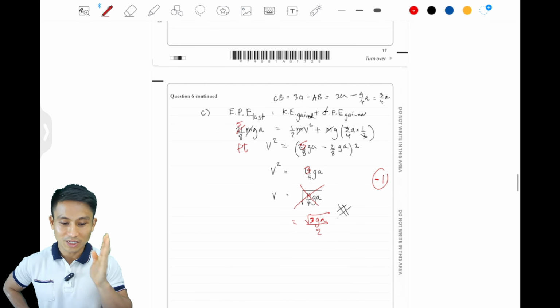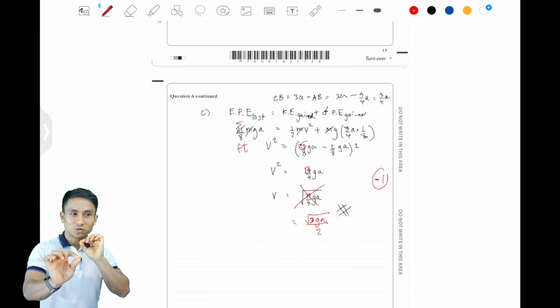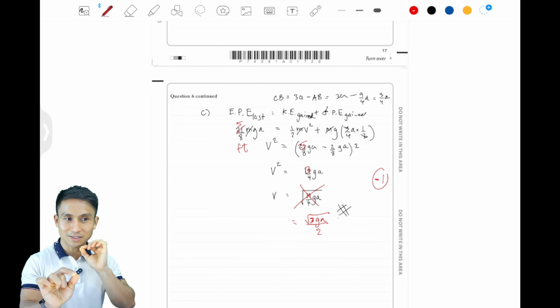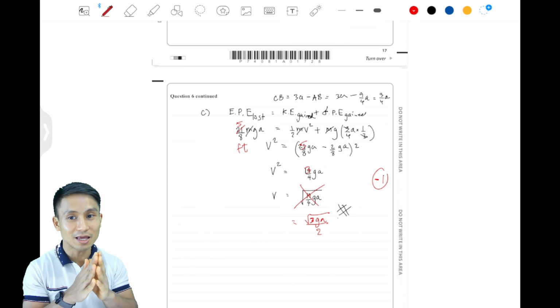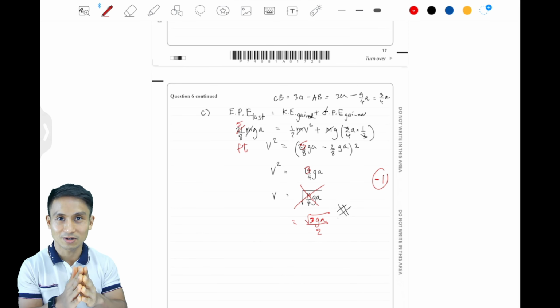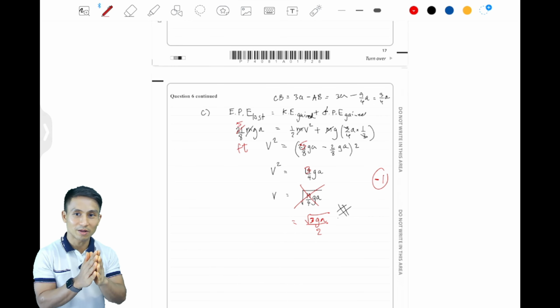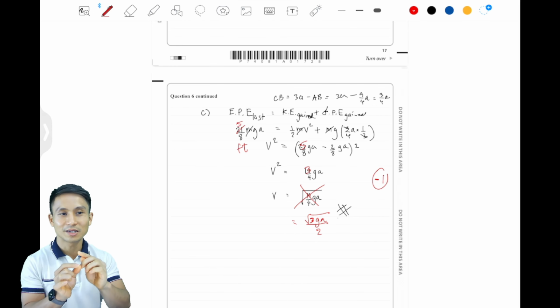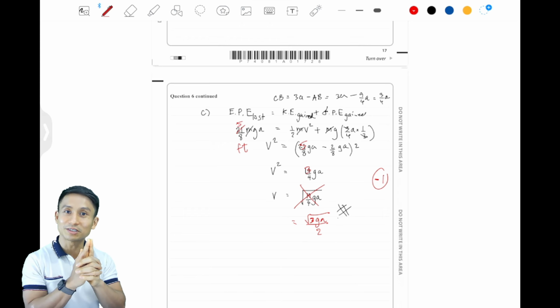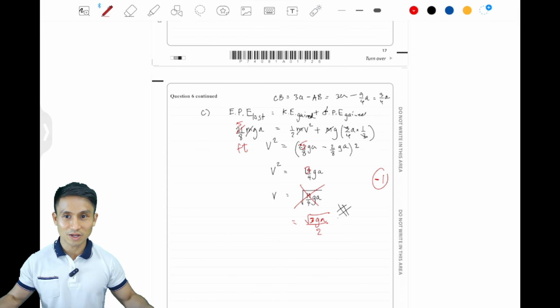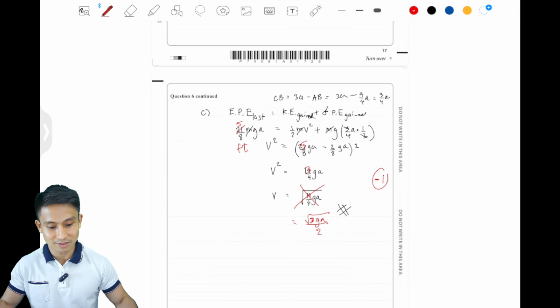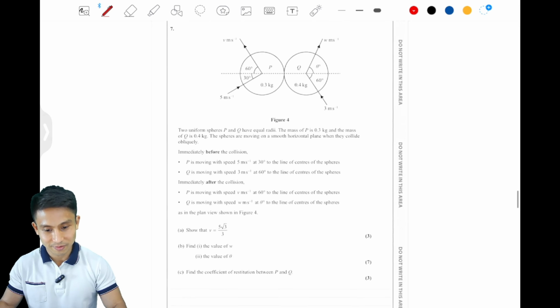Here, because you hold it at some point with some extension and then you release, you are losing EPE, gaining KE and GPE together as you go up. Because when you go up, height increases and speed increases too, so you are gaining two types of energy there. And then if you solve that equation, you would get the right answer here.